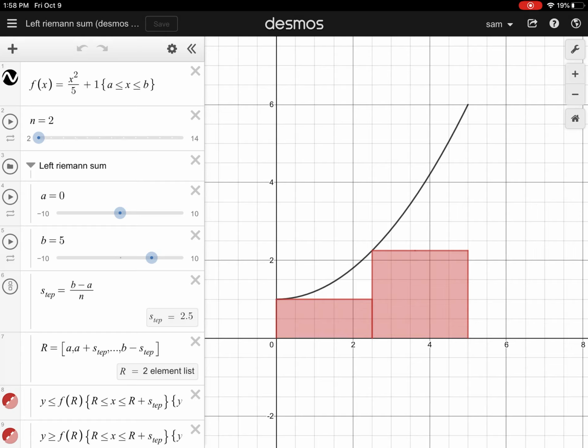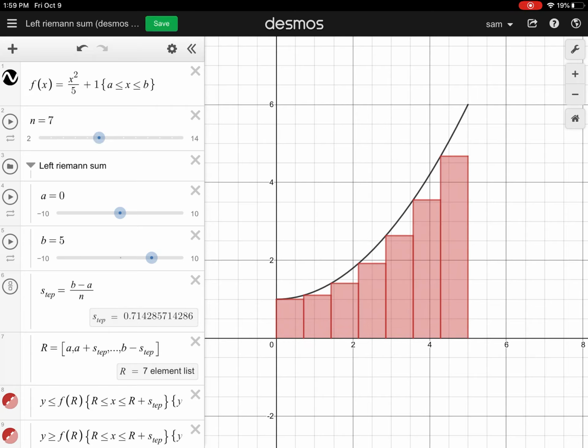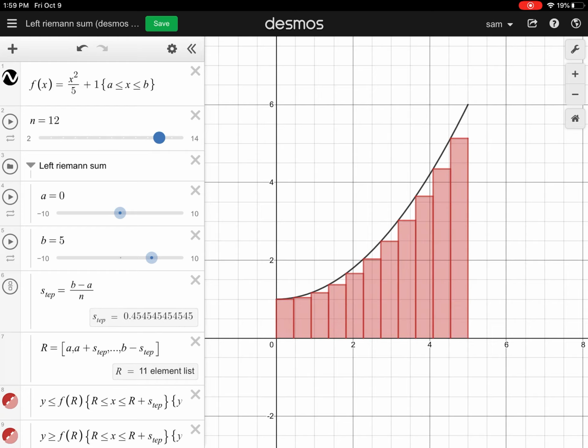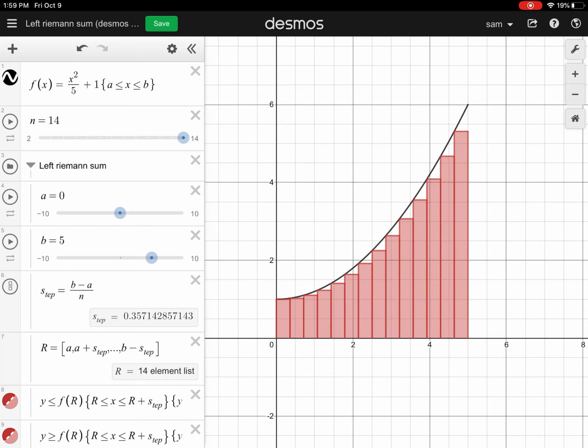That's a pretty bad approximation. It's obviously an underestimate. There's lots of area that's not being accounted for. If you increase the number of rectangles, you can see that less and less white space is being left behind. So the approximation is getting better. And as you make the rectangles very small, it's a good approximation. And this is going to be pretty close to the actual area if you sum up all the areas of these rectangles.